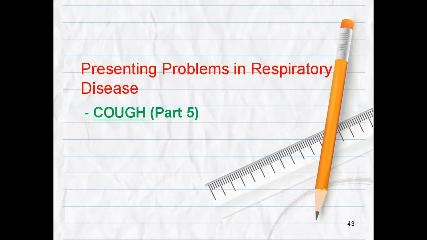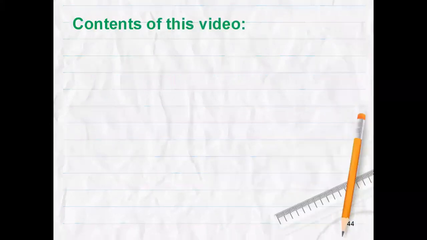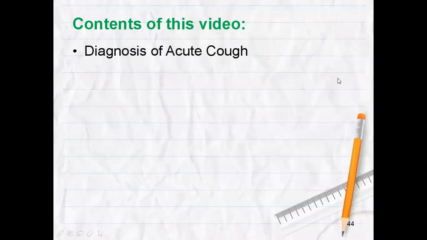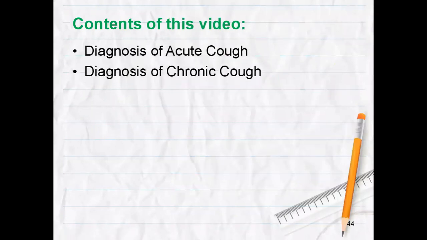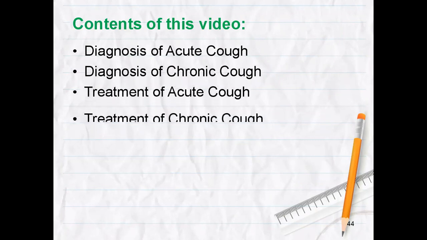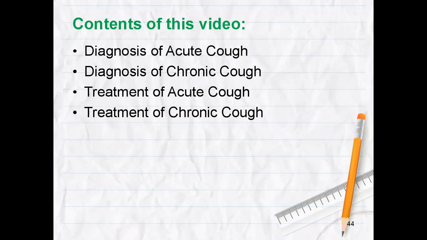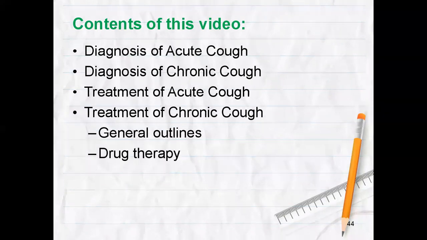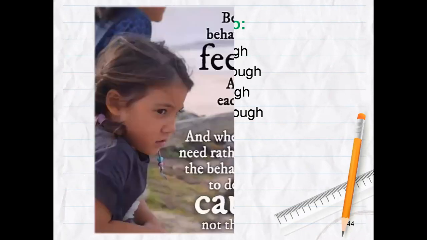Today, in this Respiratory Medicine Series, we shall be concluding our topic on an approach to patient with cough. So, the contents of this video are diagnosis of acute cough, diagnosis of chronic cough, then treatment of acute cough, and finally treatment of chronic cough under two headings, that is, general outlines and specific drug therapy. After that, we'll be concluding the video with a summary. So let's start.